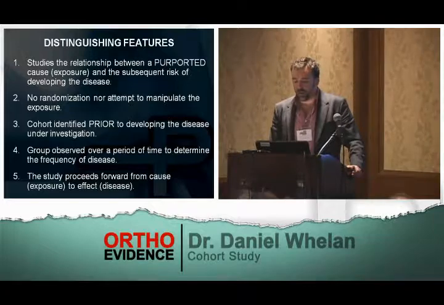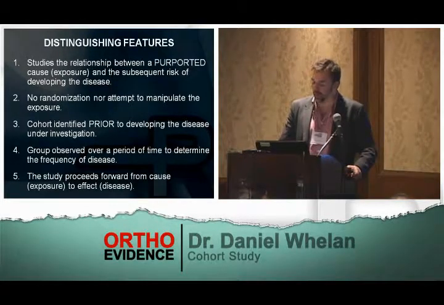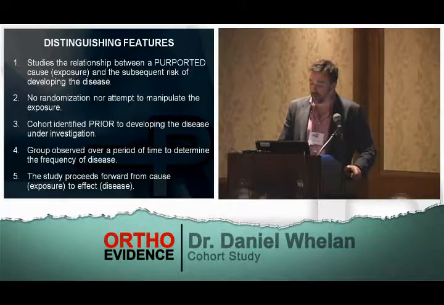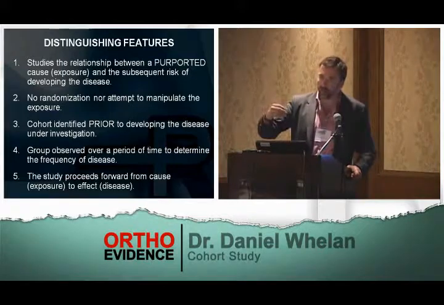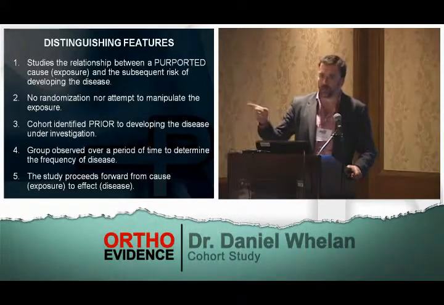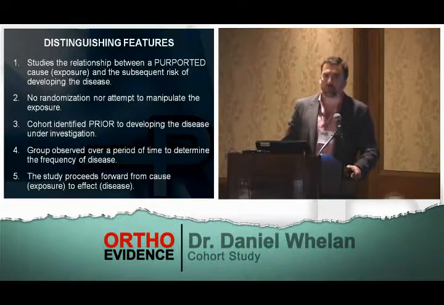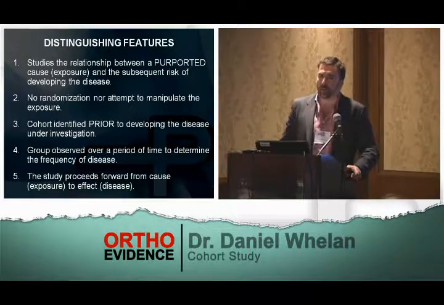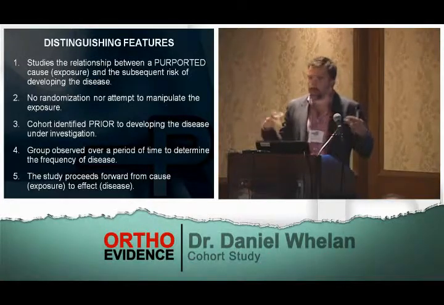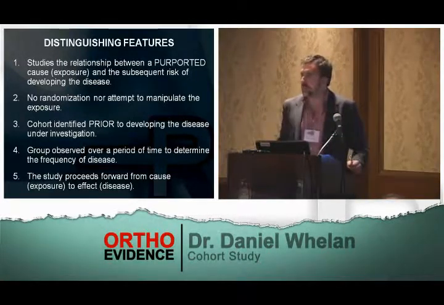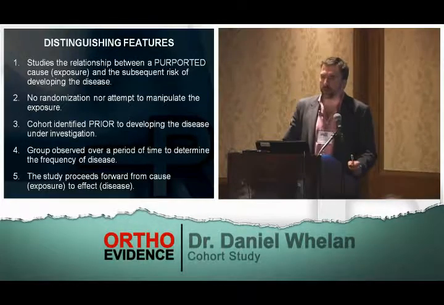The cohort is identified prior to developing the disease in question. The group is observed over a period of time to determine the frequency of that disease, and we try to proceed forward from the risk to the disease to show a causal relationship. Does it prove a causal relationship? Not usually. But it makes strong inference: if your exposed and unexposed are similar with respect to all other things except the exposure, it makes a very strong argument that perhaps the exposure caused the problem.